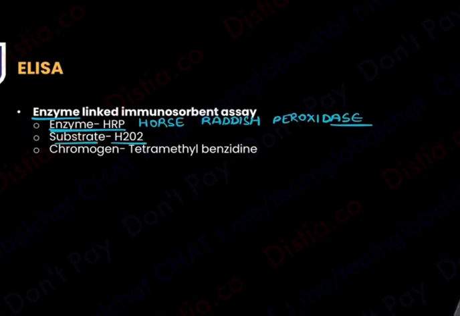Enzyme will always break something, right? So what is the substrate? That is H2O2. And in the end, how will you get to know the test is positive or negative? You should have some color. So the color is some form of benzidine that is used. Over here they are using tetramethyl benzidine. So these 2-3 things you memorize.